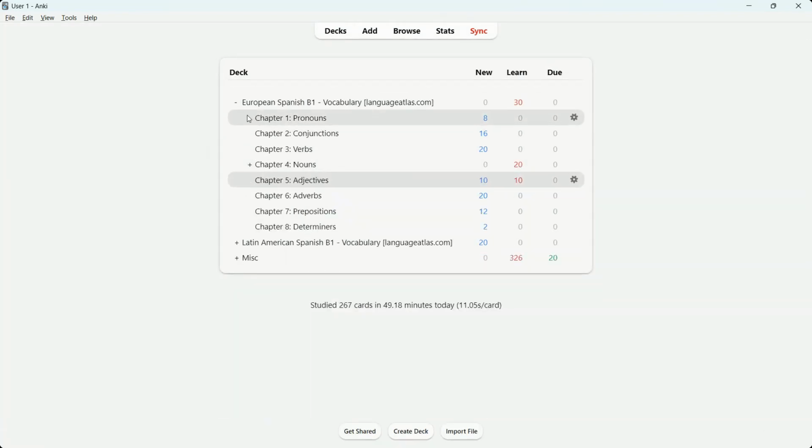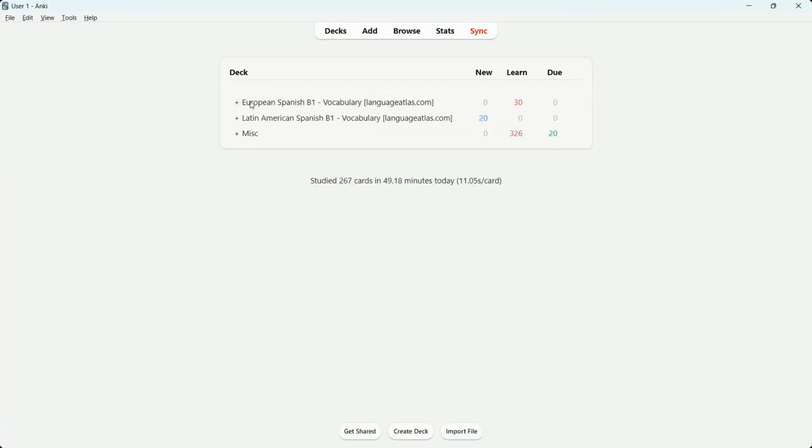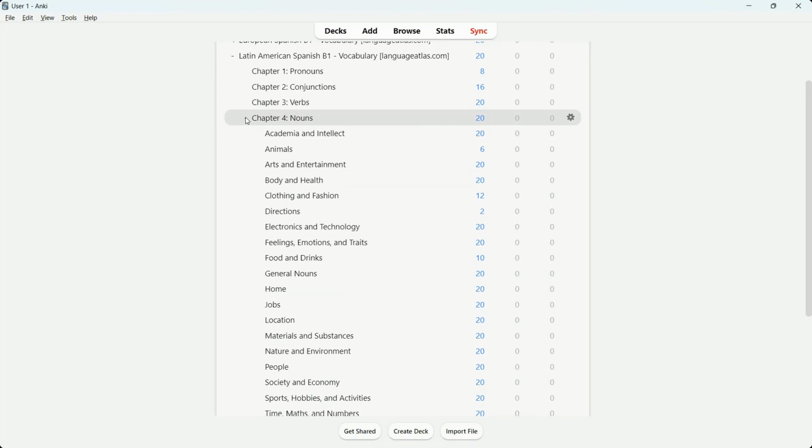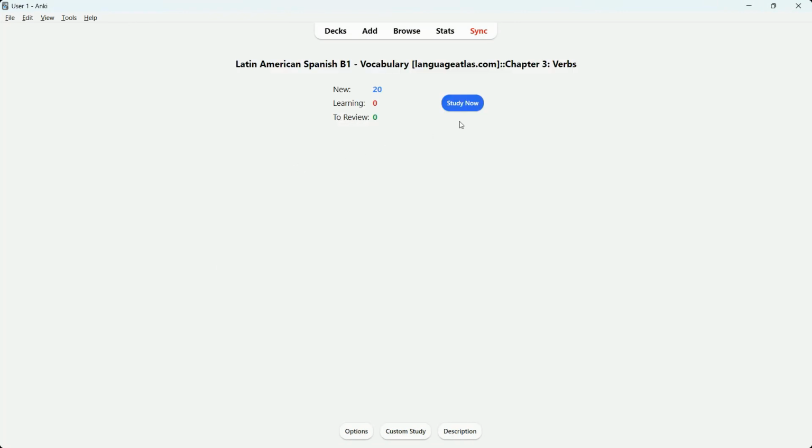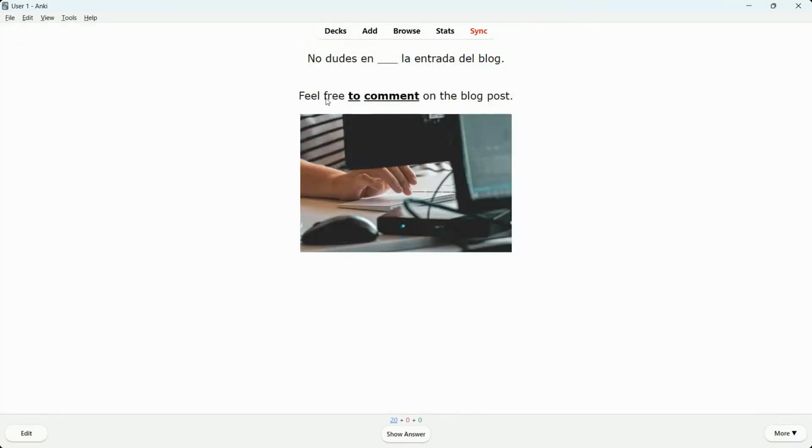So those were two decks that I want to show you from European Spanish. Now I'd like to go to Latin American Spanish. I'm going to click on the plus icon, and I will minimize this, and I will go to chapter 3, verbs. I will click on study now, and let's see what we have over here. We have again a Spanish sentence with a blank area. We have the English translation. Feel free to comment on the blog post, and we see a picture.